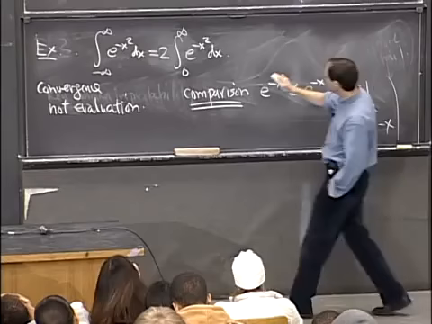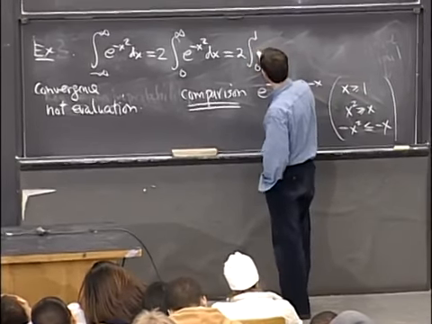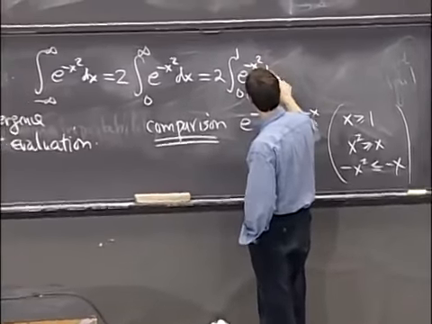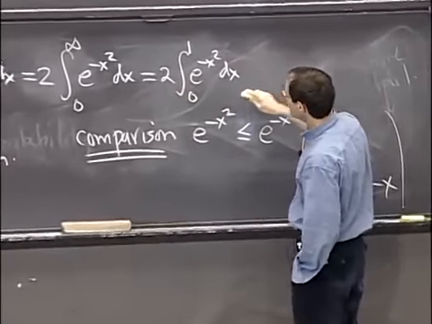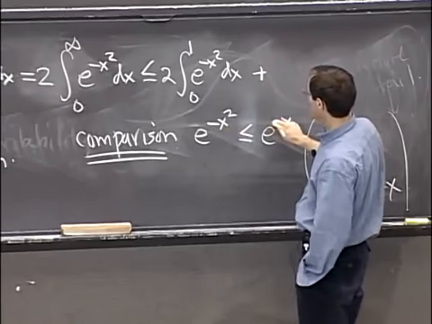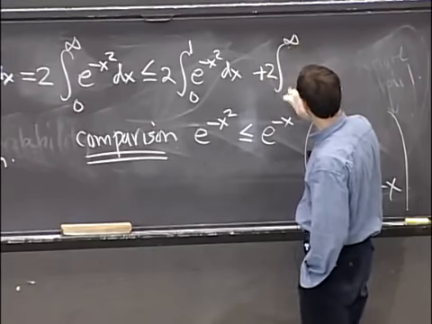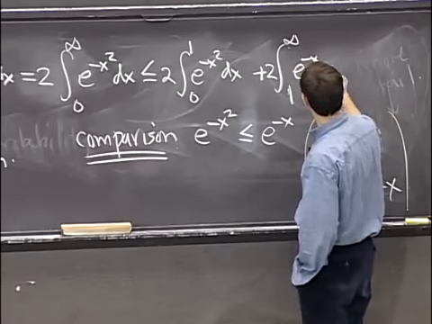And so what we have here is two pieces. We have the integral from 0 to 1 of e to the minus x squared. That's just a finite part. And then we have this other part, which I'm going to replace with the e to the minus x here, the integral from 1 to infinity of e to the minus x dx.